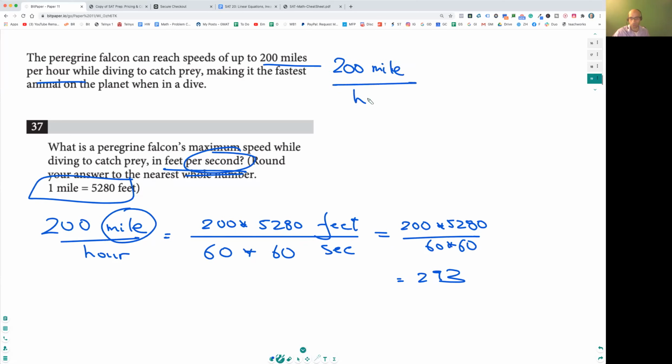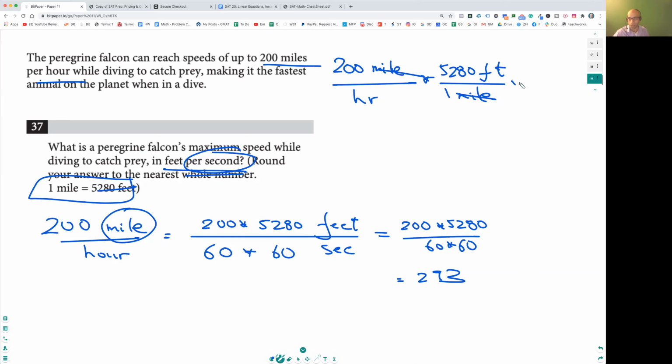You can also, there are a variety of ways of doing this. All you have to do is look at the miles. You can write down 1 mile here, and then you put in 5280 feet over here, and this dimension cancels out. Now you have feet over here.